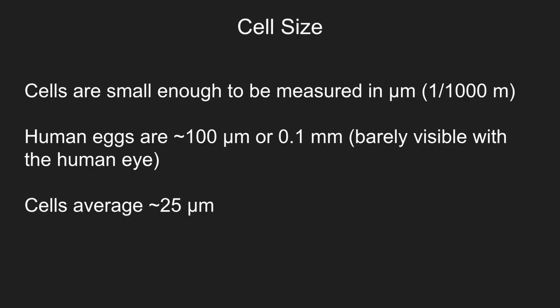So cells are small enough to be measured in micrometers. This little U-looking thing here symbolizes micro, which is 1/1000th of a meter. For a bit of context, human eggs are about 100 micrometers or 0.1 millimeters, which is barely visible to the human eye. Cells average approximately 25 micrometers, but have a very wide range around this.